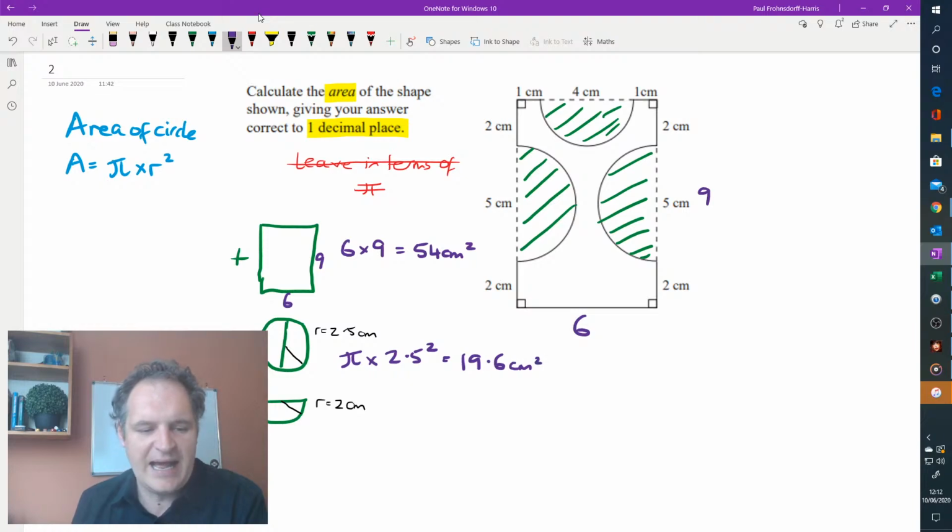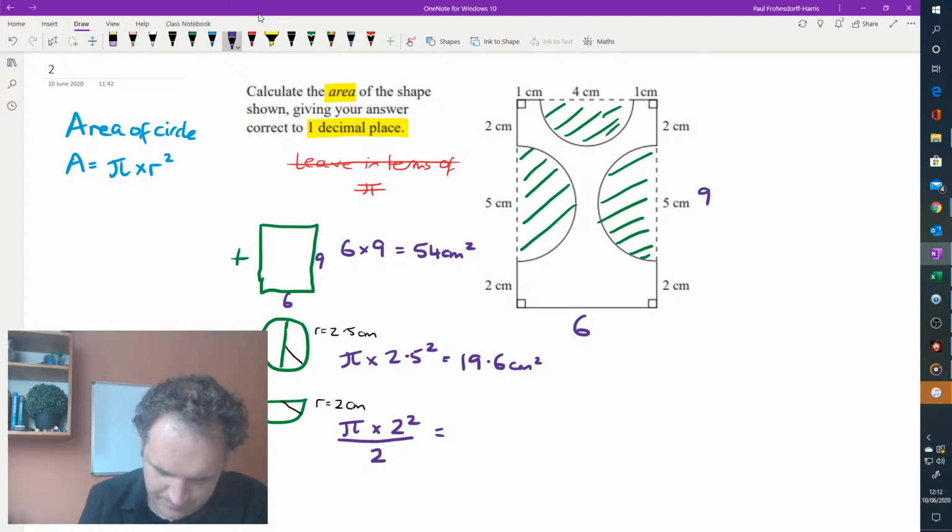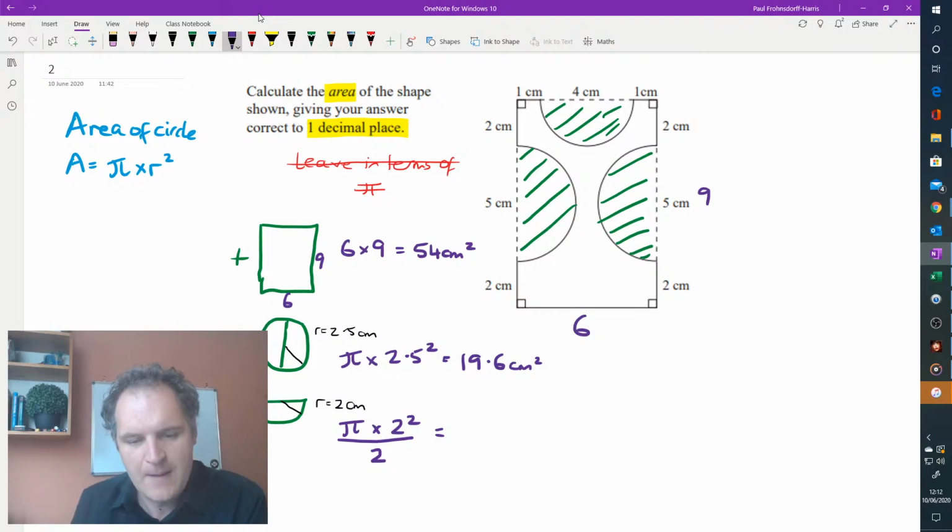Centimetres squared. And my half circle is going to be pi times 2 squared divide by 2. The reason for the divide by 2 is we want a half circle, not a full circle. So it's going to be pi times 2 squared and then divide by 2. And that again gives me an answer of 6.28, which is 6.3 when we round.